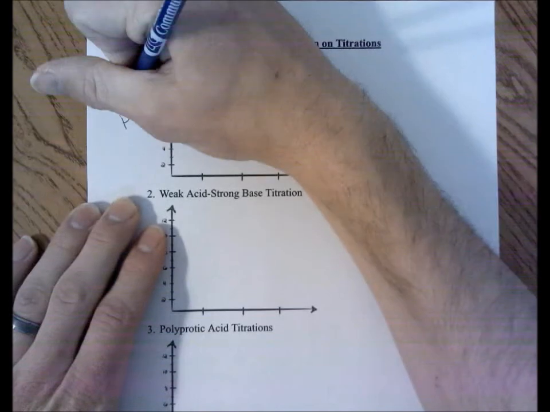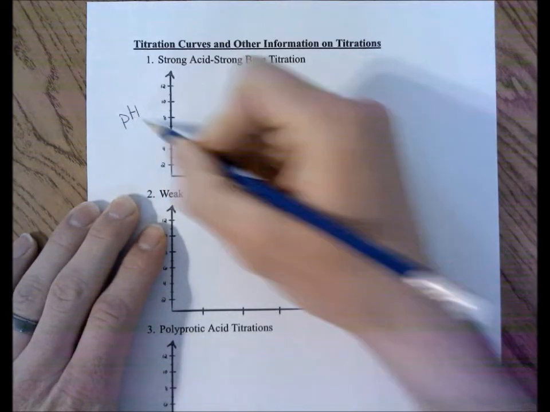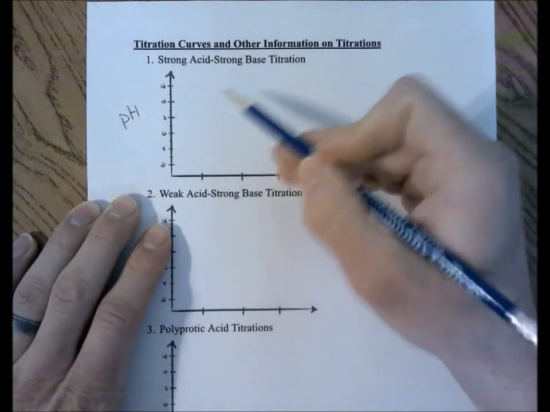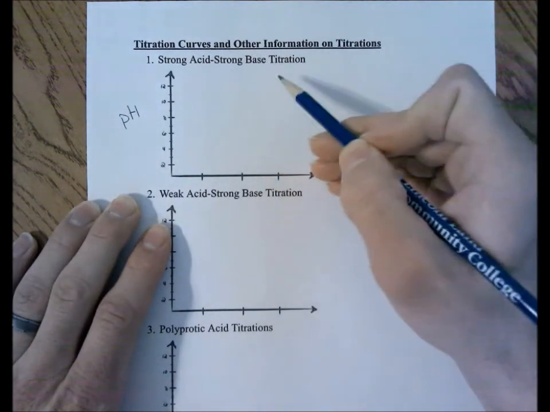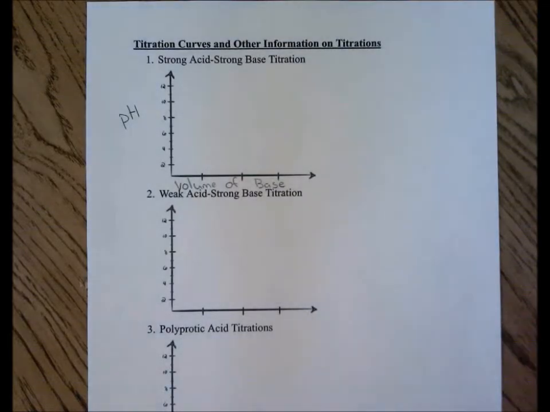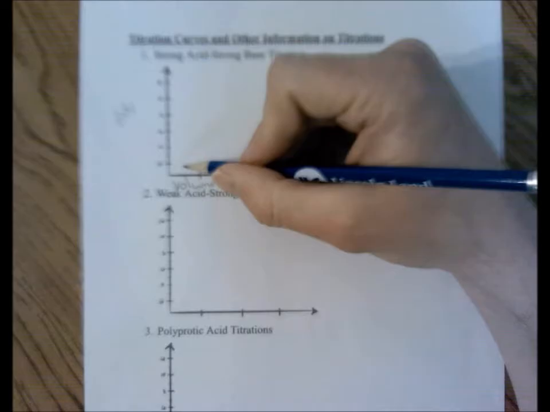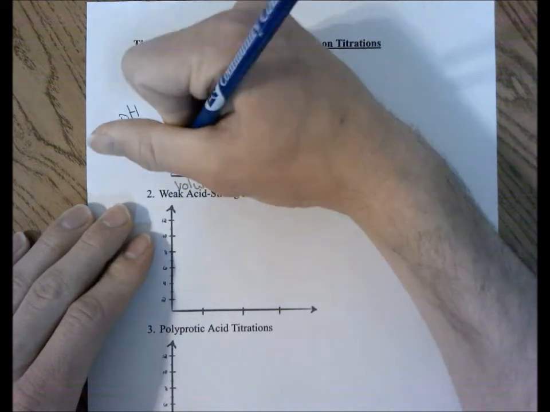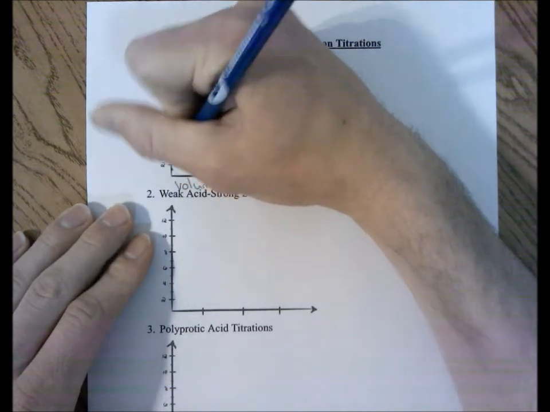So first off, this is the pH of the solution. And in this case, because we are starting out with a strong acid and our strong base, down below here is going to be the volume of base that is added, in milliliters. Now, a strong acid is going to have a very, very low pH, and so our initial values here are going to be very close to the bottom.